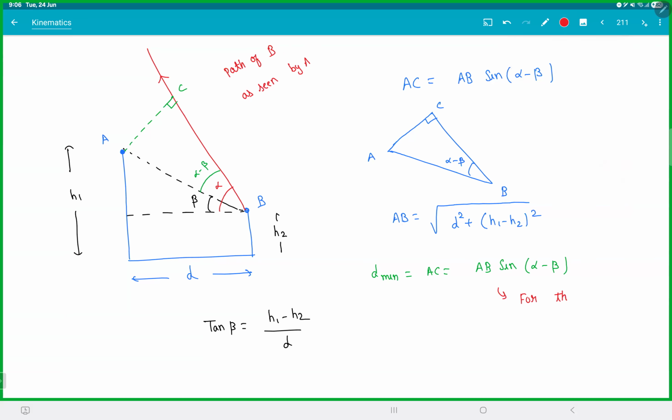And if you want them to collide, for them to collide, sine alpha minus beta must become 0. D minimum is 0, so sine alpha minus beta is 0. Therefore, alpha is equal to beta. That kind of makes sense.